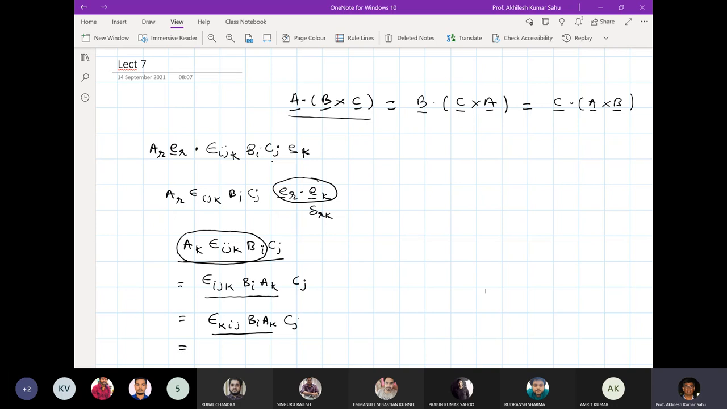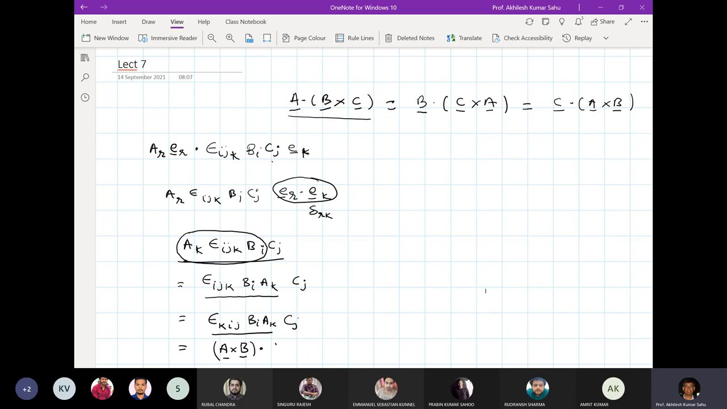IJ, fine, this is also okay. So KIJ, so K is appearing before I. So this epsilon KIJ times BIAK, if I write the Gibbs notation for this, it will be what? K is appearing before I, so it will be A cross B. And then see, this is J, right? So the J is the index for the resultant vector. And then I have CJ here. That means the resultant of A cross B is getting dotted with C.